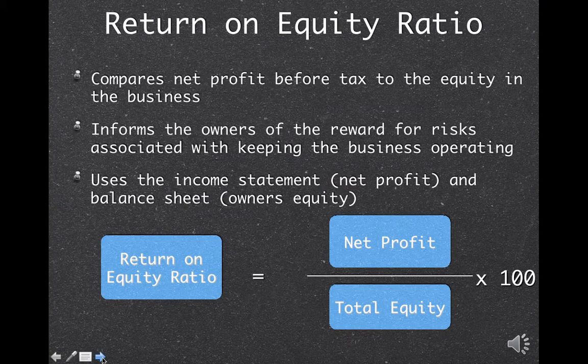The third profitability ratio is return on equity ratio. It compares the net profit before tax to the equity that is invested into the business. It tells the owners of what reward they will get for the risks of putting their money into the business. Again, it uses the income statement, but it also uses, in this particular case, the balance sheet, because we need to know the total equity in the business. So the calculation for the return on equity ratio is return on equity equals net profit divided by total equity times 100.